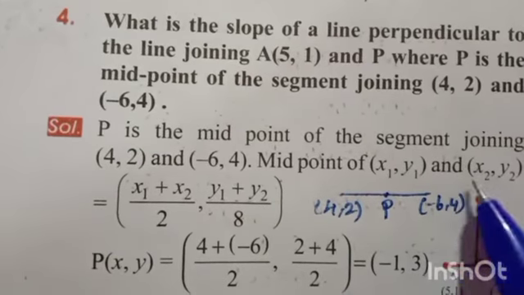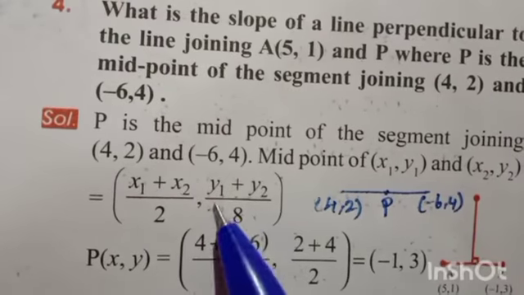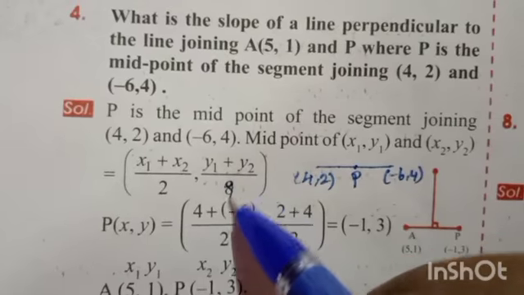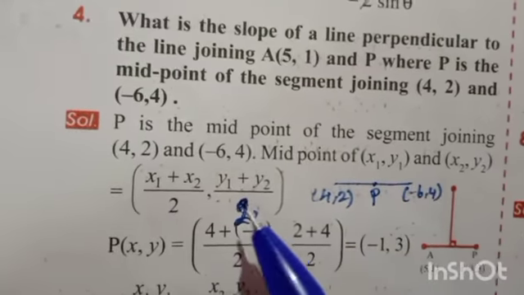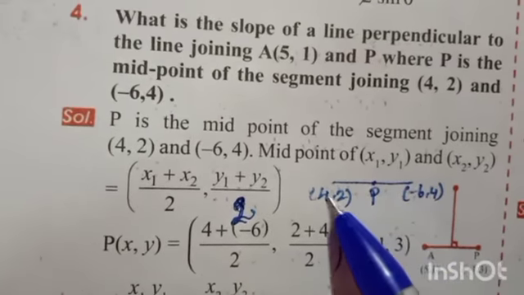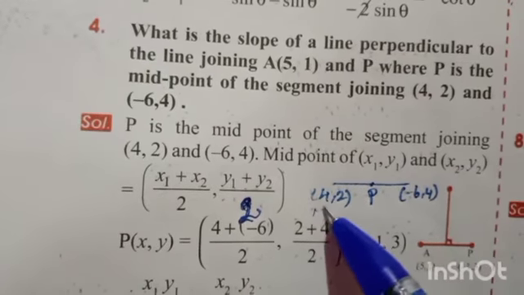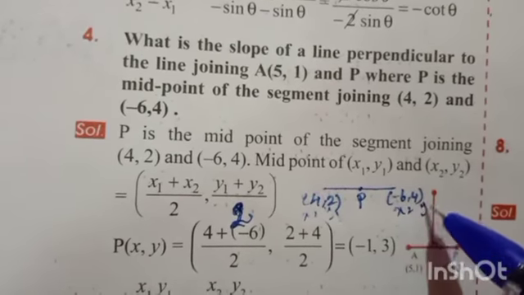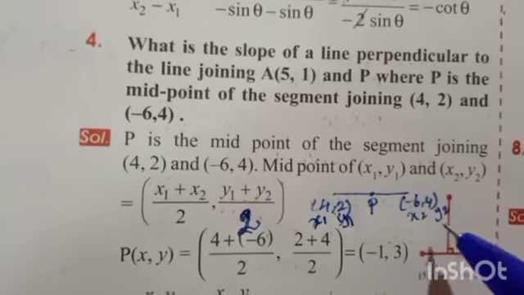Midpoint of (x1, y1) and (x2, y2). What is the formula, students? It is (x1 plus x2) by 2, (y1 plus y2) by 2. It is 2, not 8. So we have to find the midpoint P(x, y). This is (x1, y1) and this is (x2, y2).